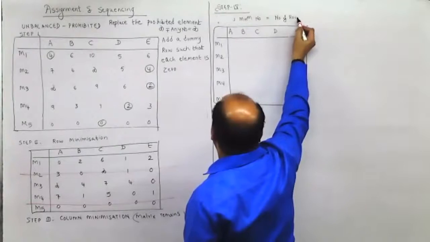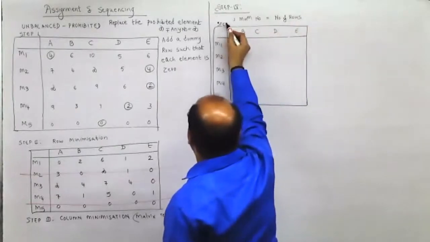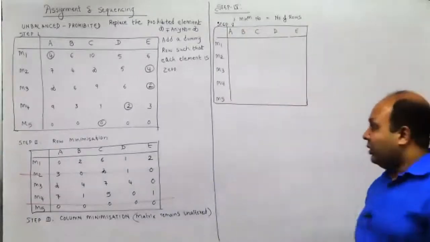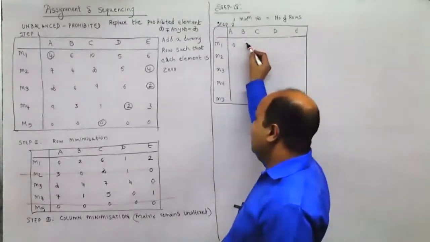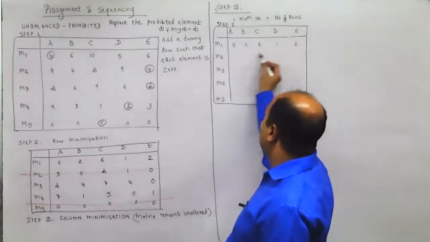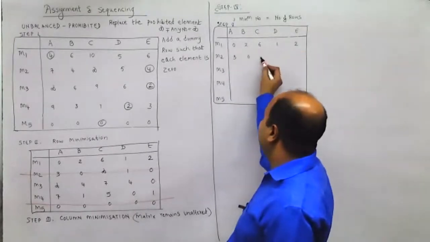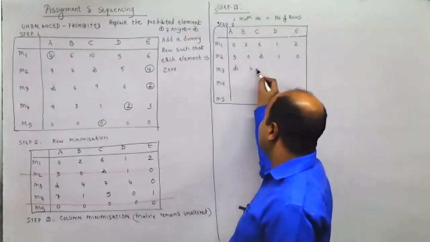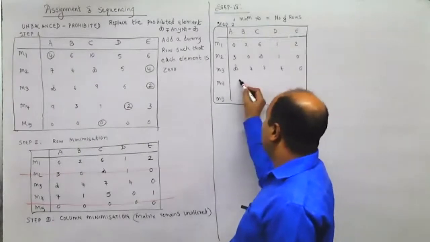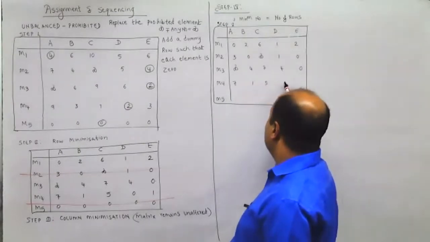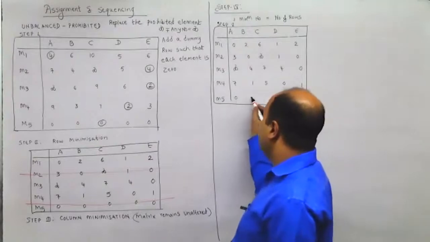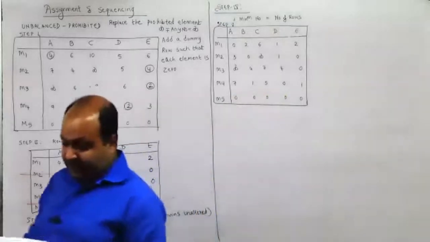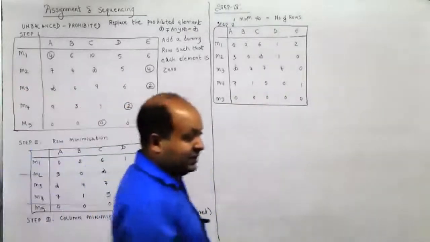Therefore step 5 would be assignment, that is job allocation. Now how do we allocate the jobs? Here 0, 2, 6, 1 and 2. This is 3, 0, infinity, 1 and 0. This is infinity, 4, 7, 4 and 0. This is 7, 1, 5, 0 and 1. This would be 1, 2, 3, 4 and 5. Now, if you observe here, select that row or column which has one single 0.